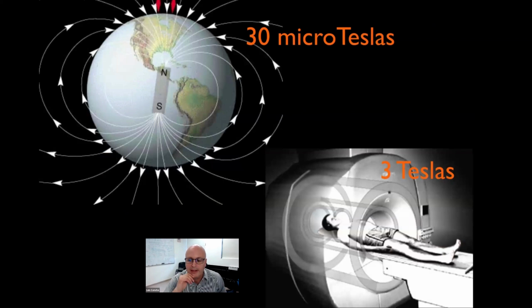So a 3 Tesla scanner, as we can see down here, is a very, very powerful magnet when we compare that to the magnetic field of our planet, which is roughly between 30 and 50 micro Teslas. So that is a huge difference. And we know that even such a small field can provide enough energy or enough traction, let's say, to pull the needle in a compass and make it point towards the north. So a 3 Tesla magnet is incredibly powerful.